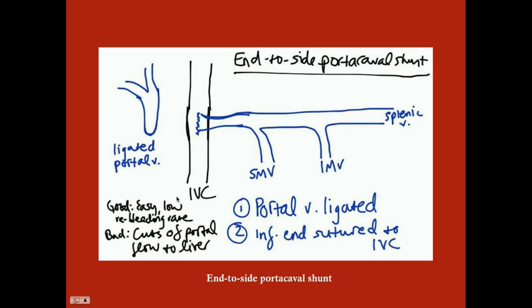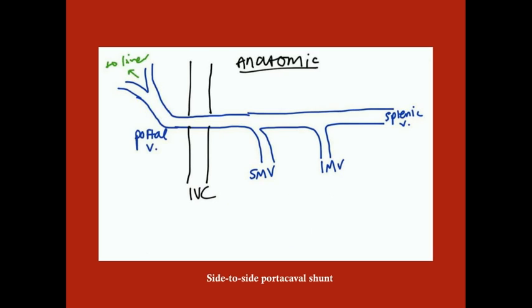This is good because it's easy for most surgeons to do. They do it often, and there's a very low rebleeding rate if the patient has had varices. The bad thing about it, as you can imagine, is that we're cutting off portal flow to the liver, and so all of this blood that's coming back from the intestines is not going to be detoxified. It's going to go into the inferior vena cava and then back into the systemic circulation. So you can get that hepatic encephalopathy, post-surgical hepatic encephalopathy.